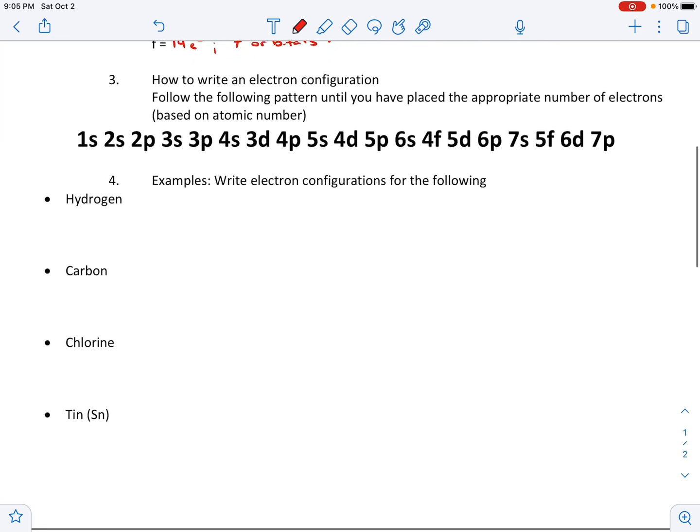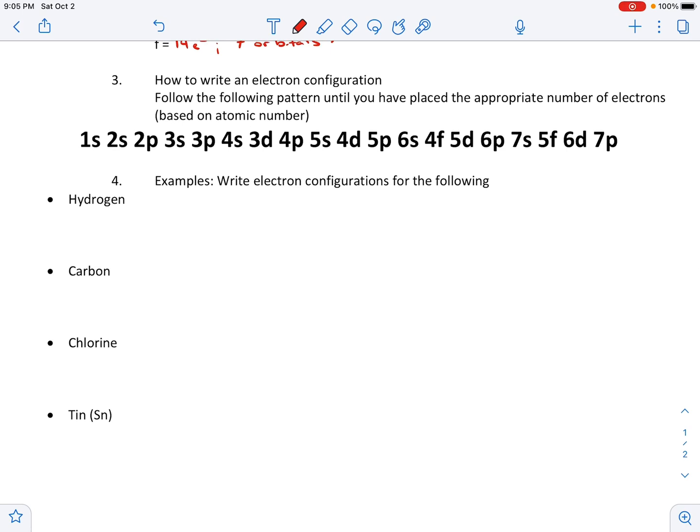Now, what we have going here is how to write an electron configuration. This is going to be a little different than you'd probably see in a college textbook or even just in a textbook, but I found it easier this way to see it like this. So this kind of random set of numbers and letters actually tells us exactly how to organize our electrons. So let's go ahead and see if we can use that to do that.